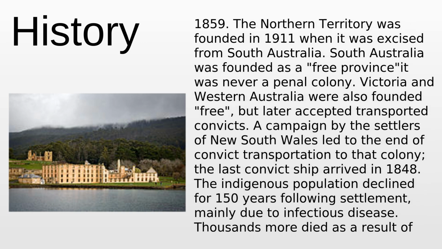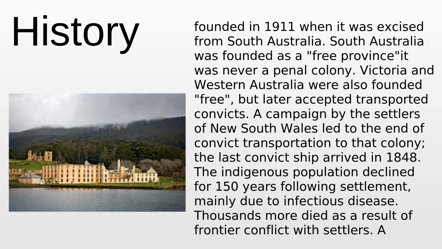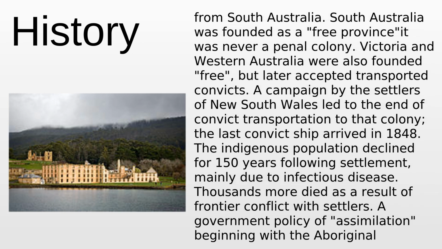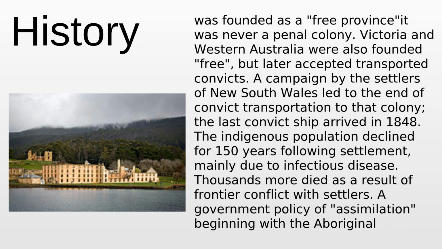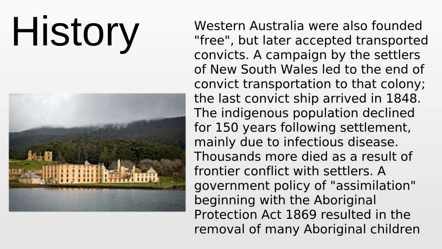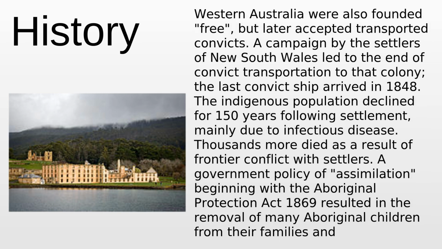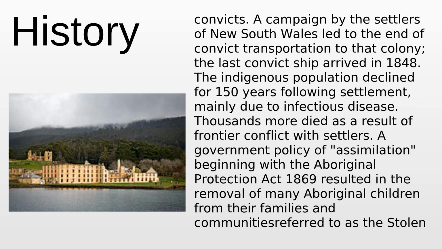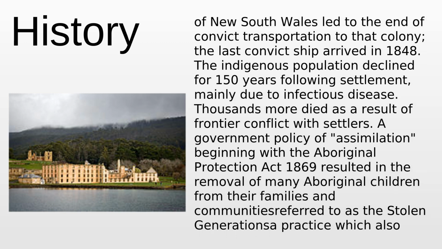South Australia was founded as a free province; it was never a penal colony. Victoria and Western Australia were also founded free, but later accepted transported convicts. A campaign by the settlers of New South Wales led to the end of convict transportation to that colony. The last convict ship arrived in 1848.